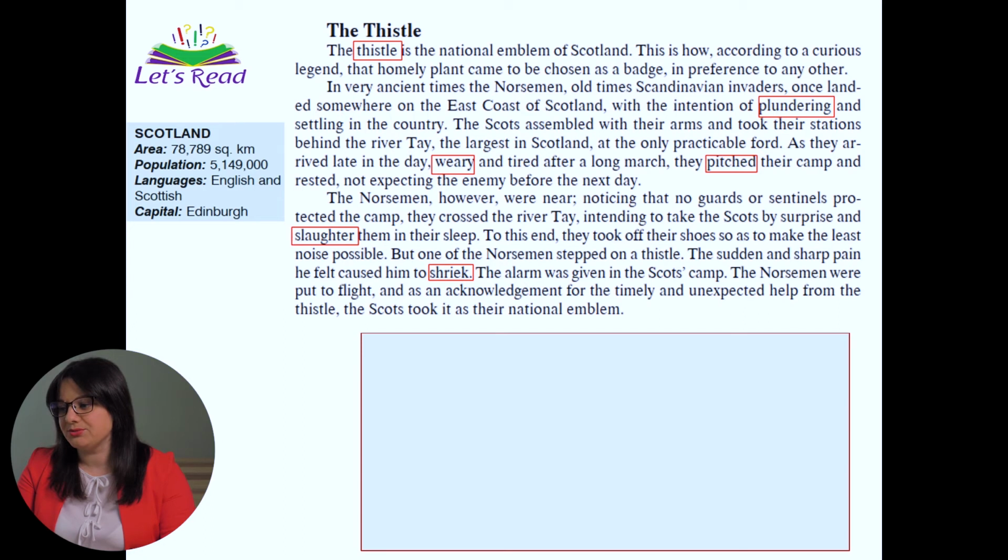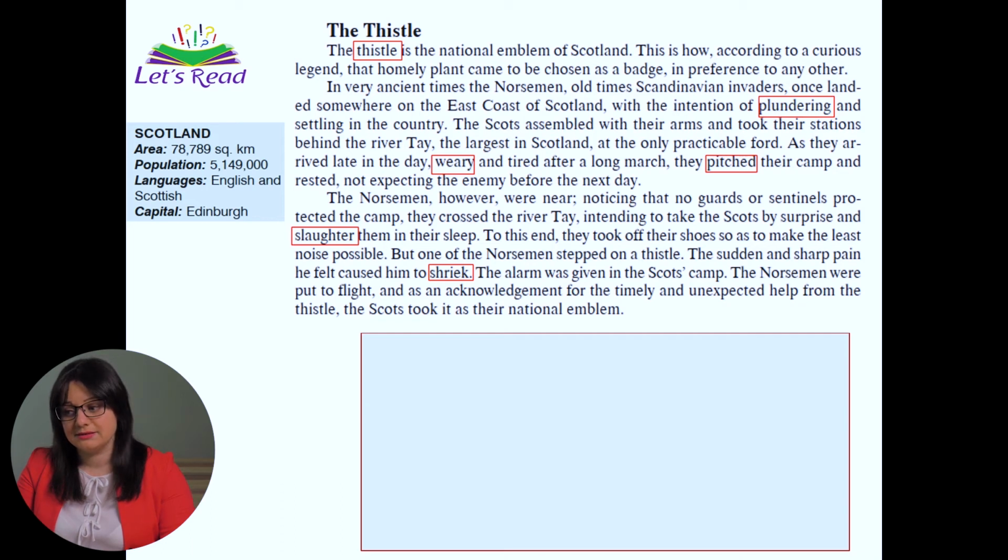The Scots assembled with their arms and took their stations behind the River Tay, the largest in Scotland, at the only practicable ford. As they arrived late in the day, weary and tired after a long march, they pitched their camp and rested, not expecting the enemy before the next day. The Norsemen, however, were near, noticing that no guards or sentinels protected the camp. They crossed the River Tay, intending to take the Scots by surprise and slaughter them in their sleep.